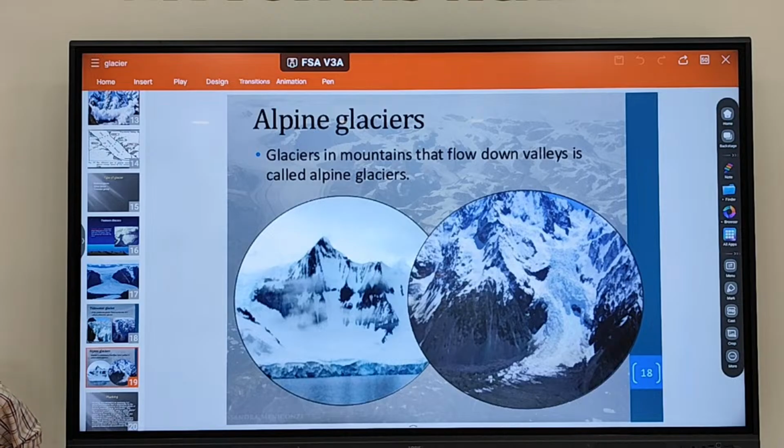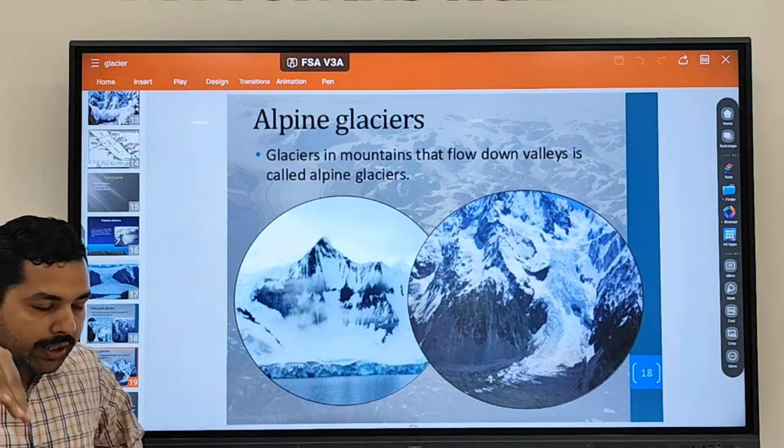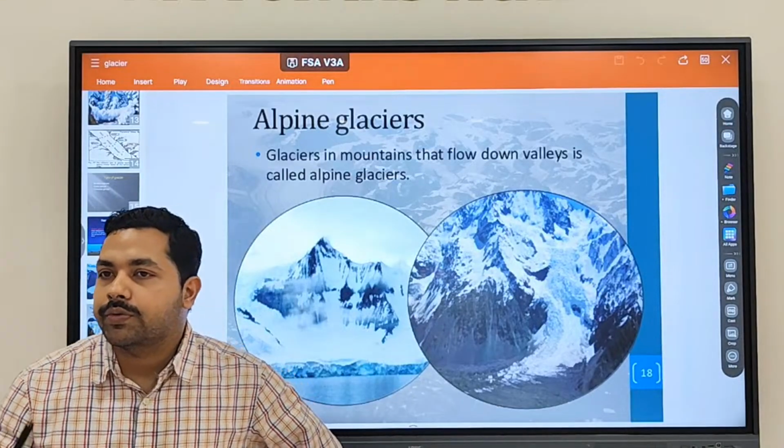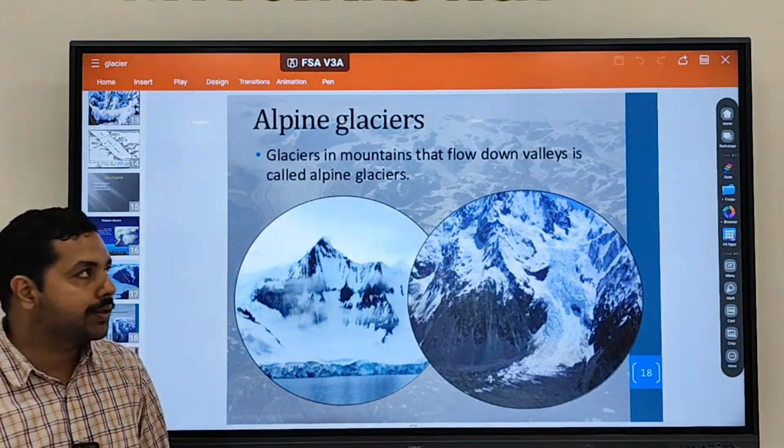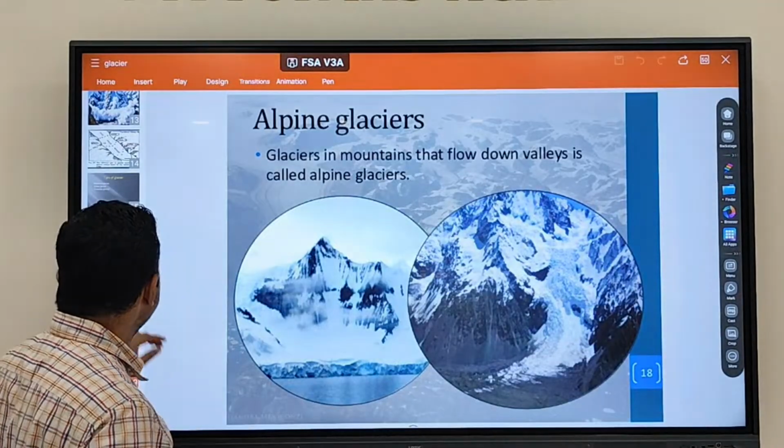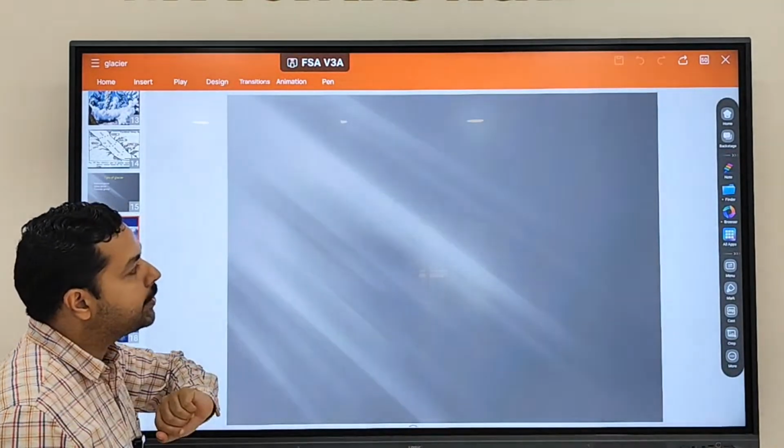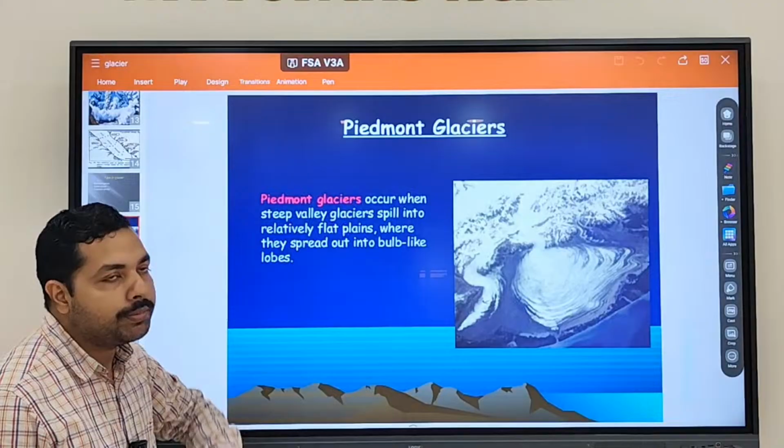Alpine glaciers. So when a glacier starts to flow down from the mountain, it is going to be called which type of glacier? Alpine glacier. The second, when an alpine glacier moves down, you will see the formation of which type of glacier? You'll see the formation of Piedmont glacier.